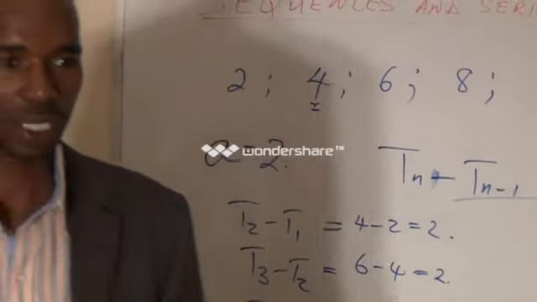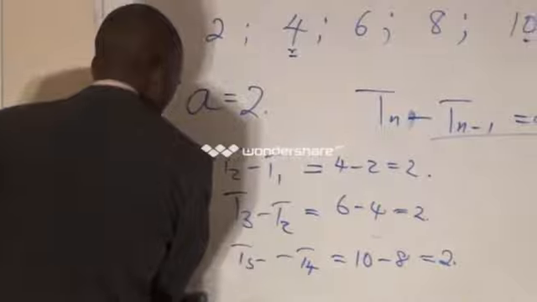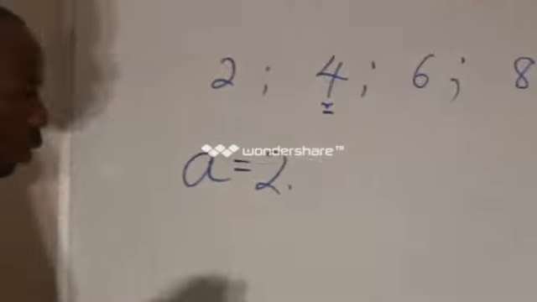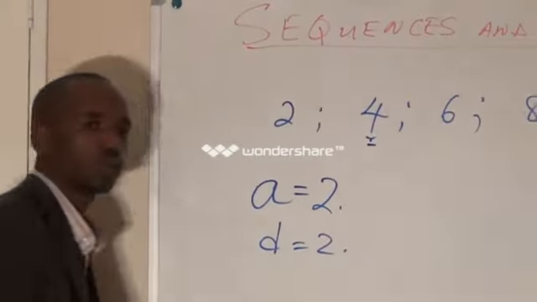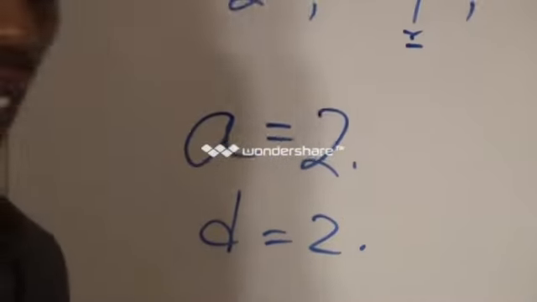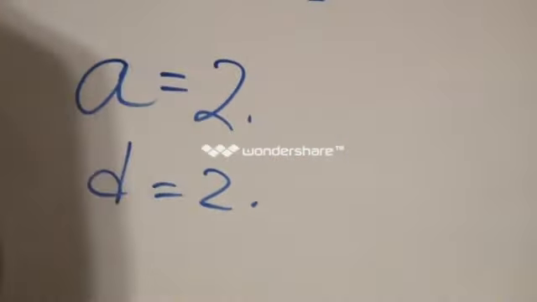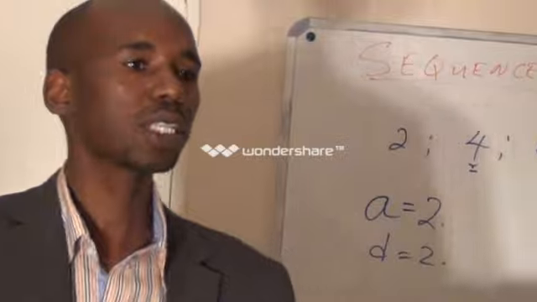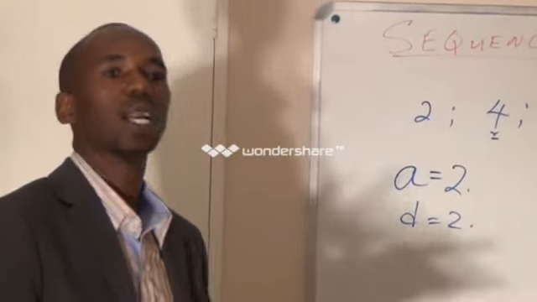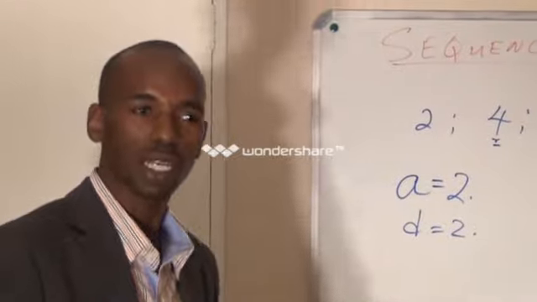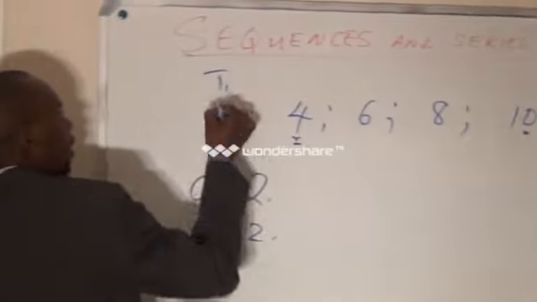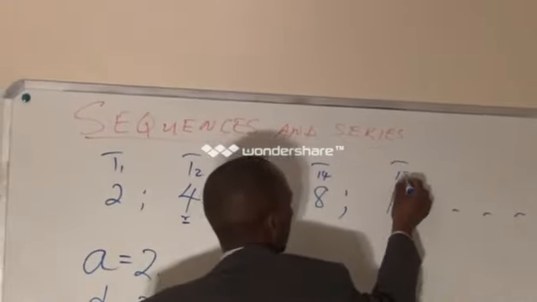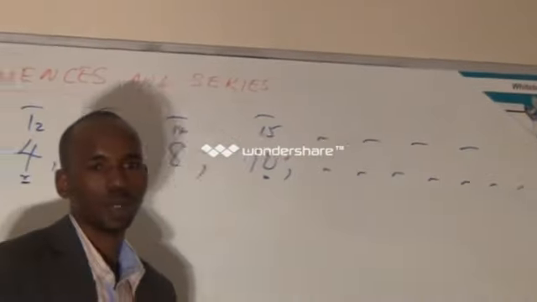We're actually looking at an arithmetic sequence. And our arithmetic sequence is such that our first term is 2. Our common difference is 2. Are we happy? Right. Let's now name our terms. Obviously, when we start counting the terms, we use natural numbers, counting numbers. So we are going to say this is T1, this is T2, this is T3, this is T4, this is T5, and so on.